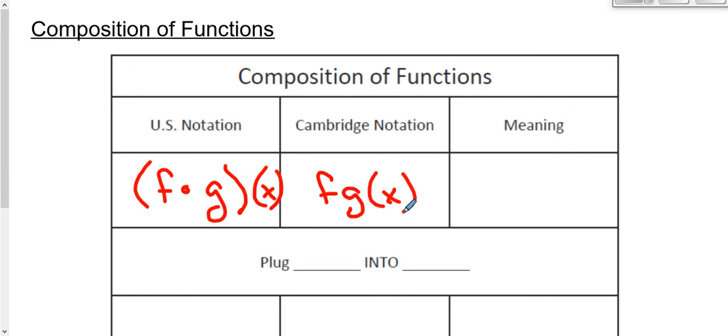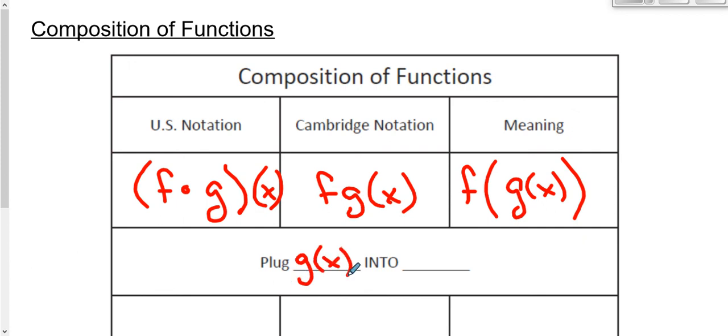The Cambridge notation doesn't have the first set of parentheses, it doesn't have the little o, it just puts f and g side by side. And what this notation means, just like I say g of x, and that means I plug x into g, when I say f of g of x, it means I take g of x and I plug it into f. This is f of the phrase g of x. So g of x is going to live inside the function. So here I can say I'm going to plug g of x into f of x. So I'm going to plug an entire equation into another equation.